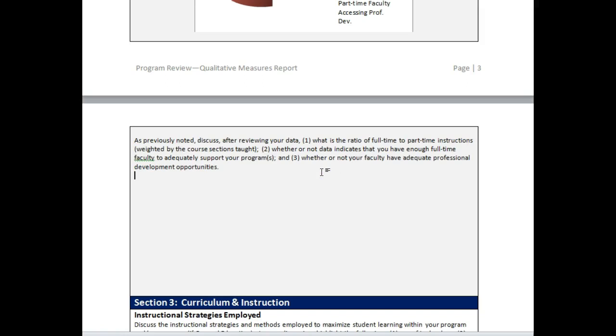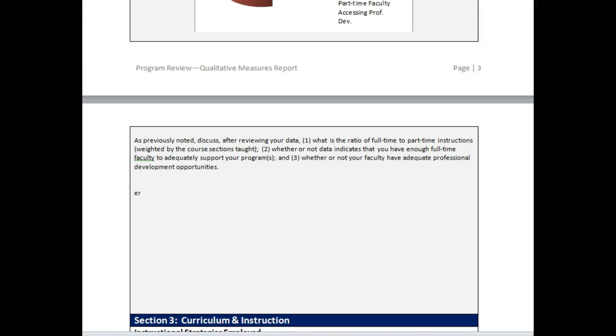You've got to make that case. You either do or you don't, but what you don't want to do is this. I'm going to show you. You don't want to do this. So if you write something like this in a program review, it's going to get sent back to you. We have adequate faculty to support our program. What would be wrong with that? Well, first of all, it's not an analysis of anything. It's just a statement without any support around it.